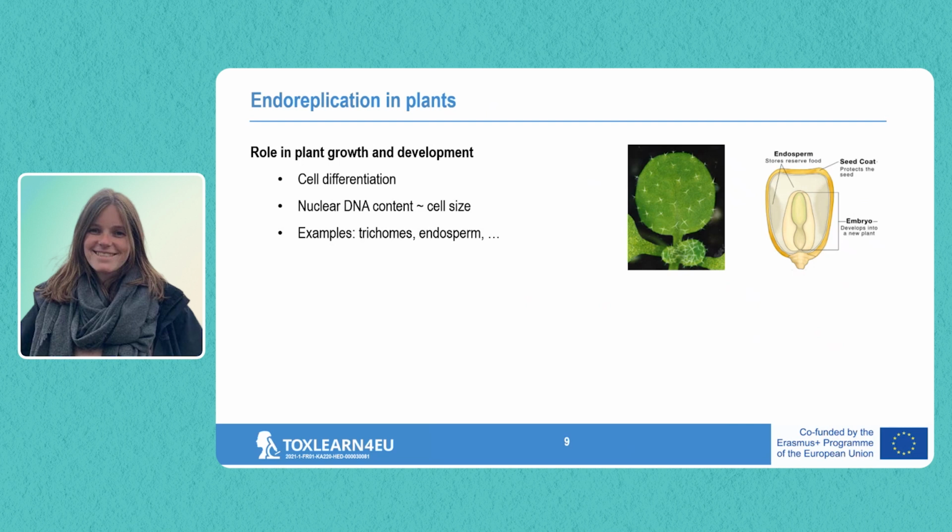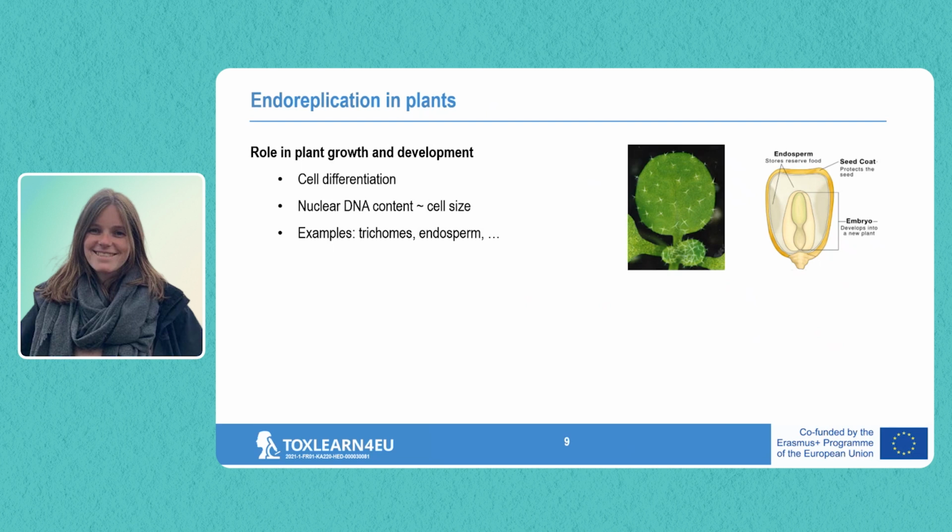So in plants, endoreplication is involved in their normal growth and development. So even under non-stress conditions, endoreplication takes place in plants. And it's linked to cell differentiation. So when cells get a specific function, so they differentiate, that's when we see endoreplication occurring. And what's very interesting, this is not true for all cell types, but for many cell types, we see that there is a link between the nuclear DNA content, so the number of endocycles that the cell has gone through, and the cell size. So generally, cells with a higher DNA content are also larger.